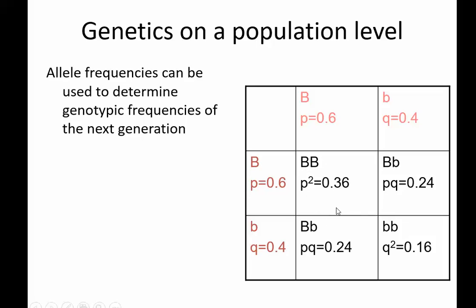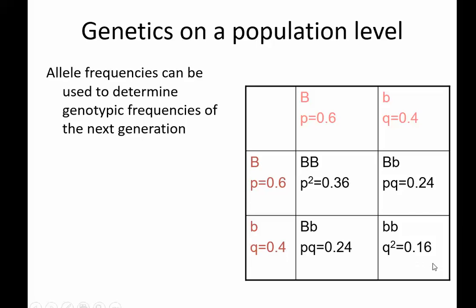In this square, I'm showing the chance of the offspring inheriting one big and one little b. So this would be a heterozygous individual. And there's two different ways in our square that that can happen. And p times q is 0.24. So I've got 0.24 here and 0.24 here. And then in this square, I'm showing the chance of an individual inheriting two of the recessive alleles. Those were coming at a frequency of 0.4 in the population.